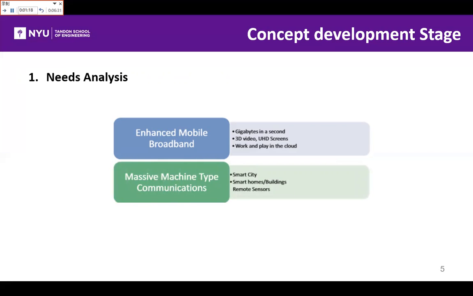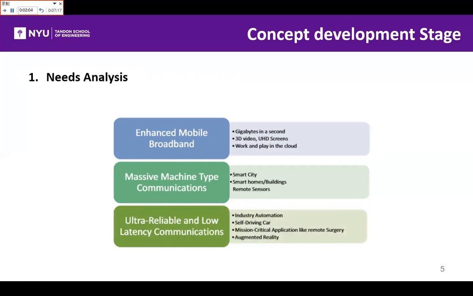Number two is the need for massive machine-type communication. This is the only way to implement IoT, the Internet of Things, because there will be millions of end devices communicating with each other. 5G can solve this problem and complete the data transmission between these millions of end devices. So it can help build a smart home or even a smart city.